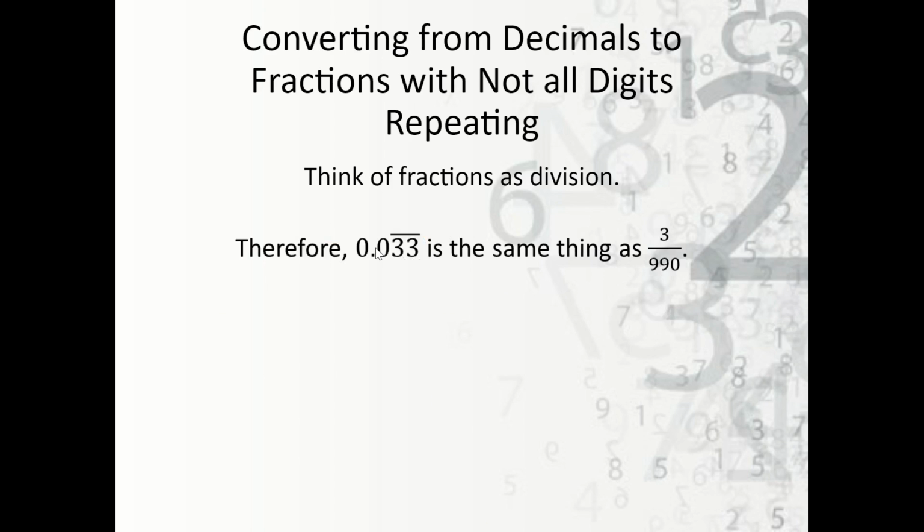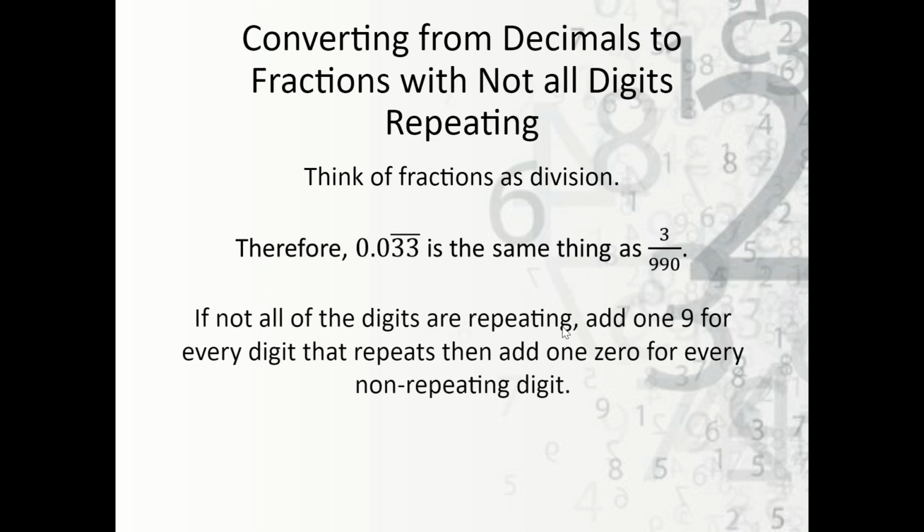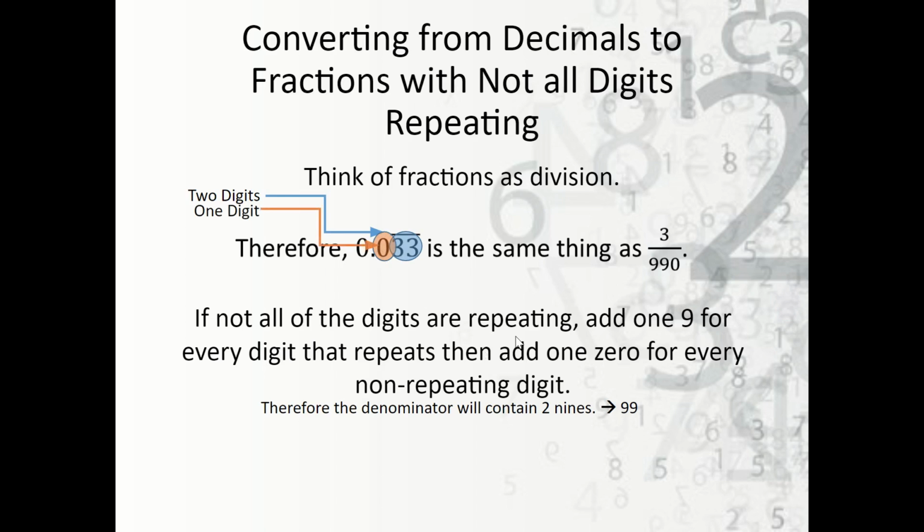Now this one here says 0.033 repeat. So what this should end up being is 33 over 990. Let's use our rule again. For every digit that is repeating, we include a 9. For every digit that's not repeating, we include a 0. In this case, we have 2 digits repeating, so that should be 2 nines, so 99. And there is one digit that is not repeating, so it should be a 0. So it should be 990. And then we just keep this value here, 33, and that becomes my numerator. So this is 33 over 990.